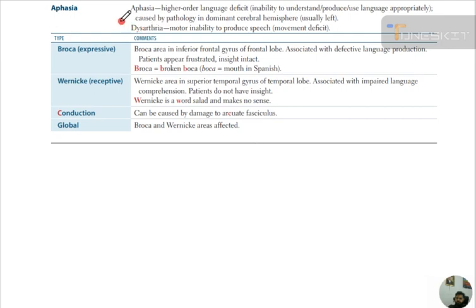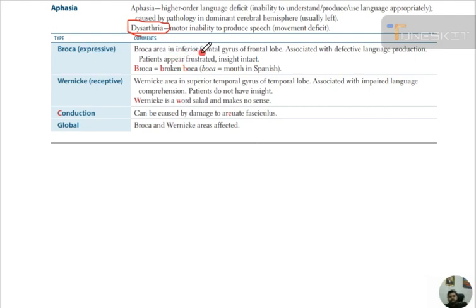It also occurs in dysarthria, where we are unable to make words, a motor inability to produce speech, a movement deficit. So what are its types? The first type is Broca aphasia, which is expressive aphasia. Expressive means we are unable to express our words or our feelings to someone.